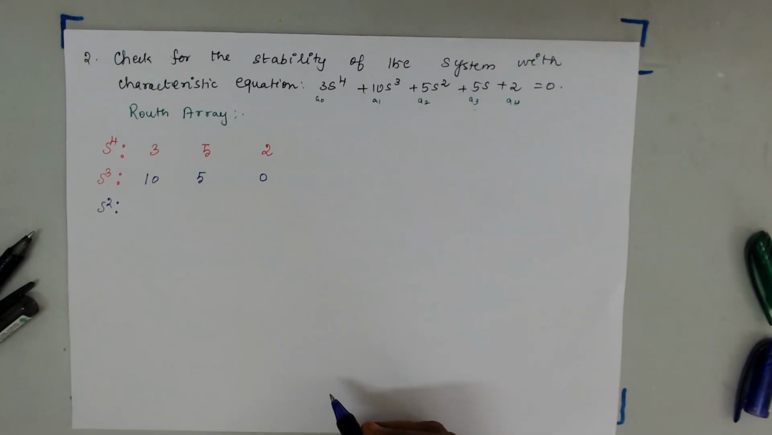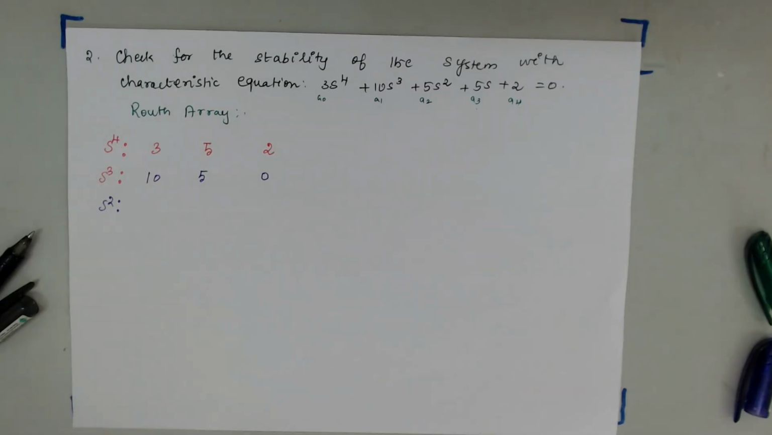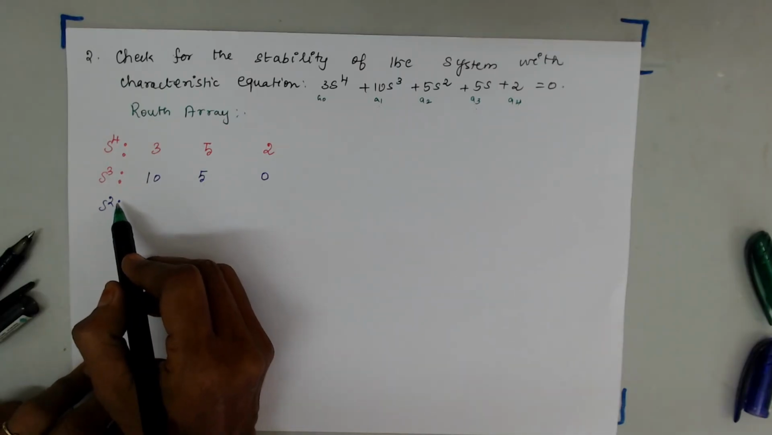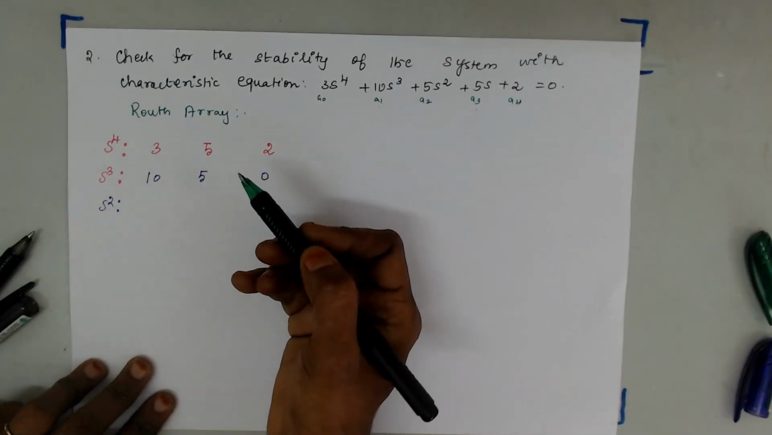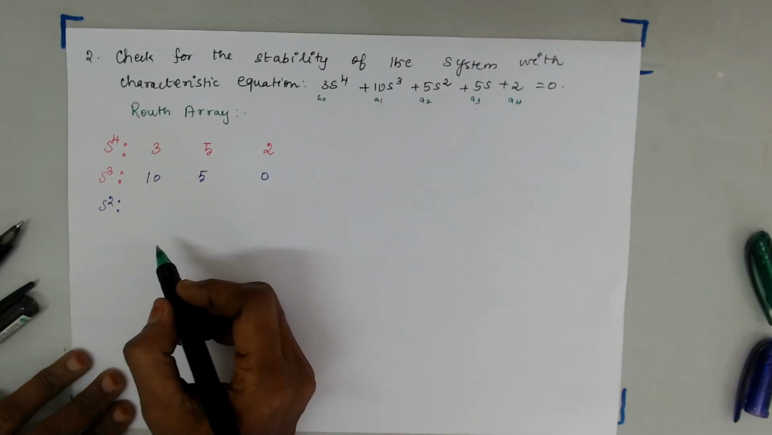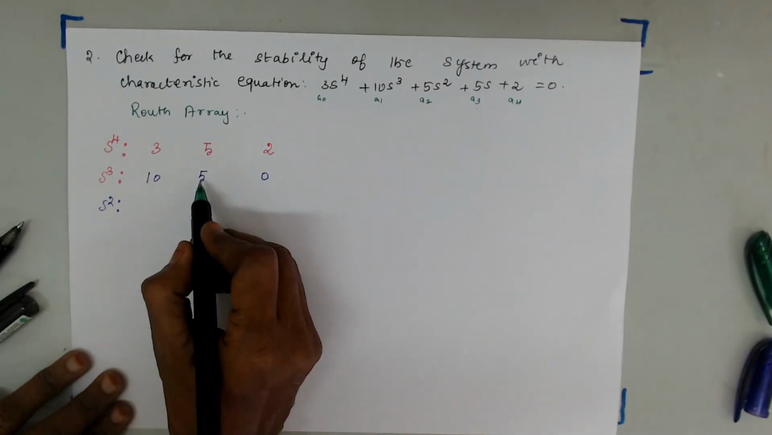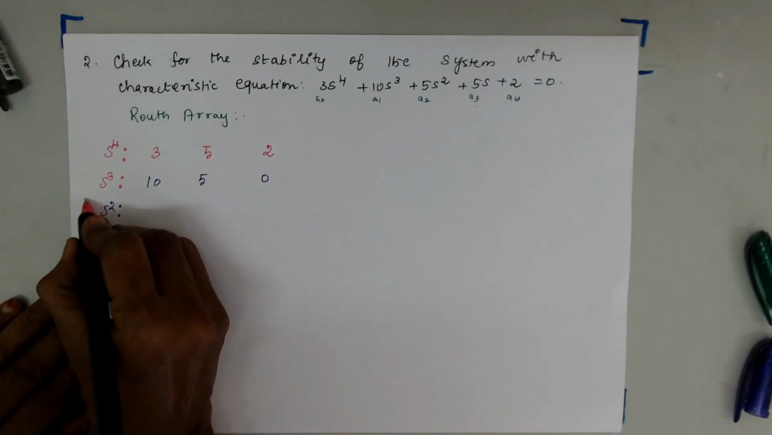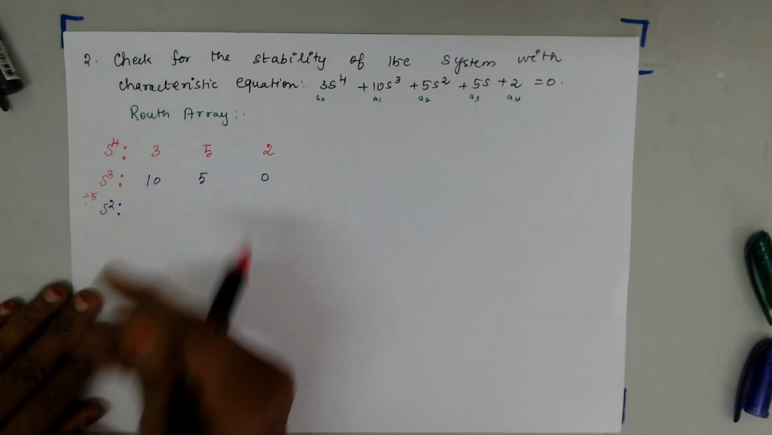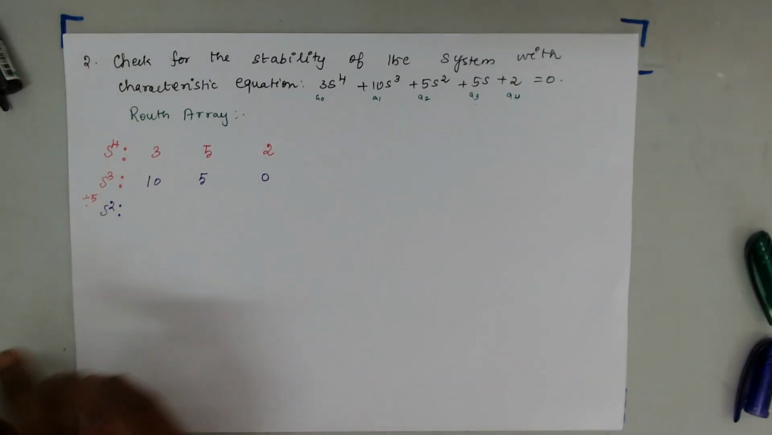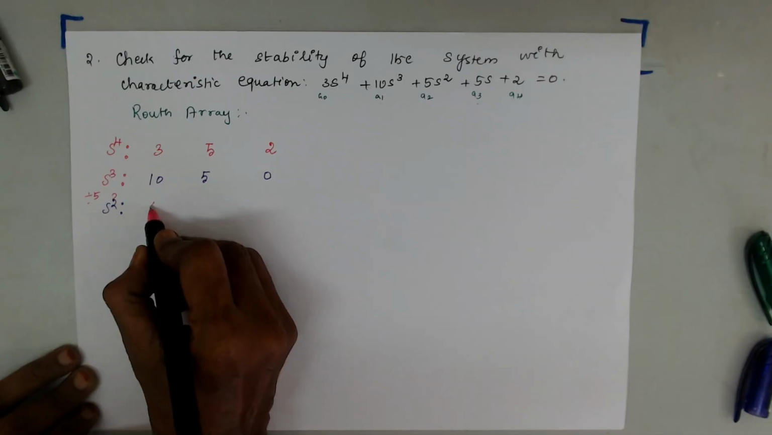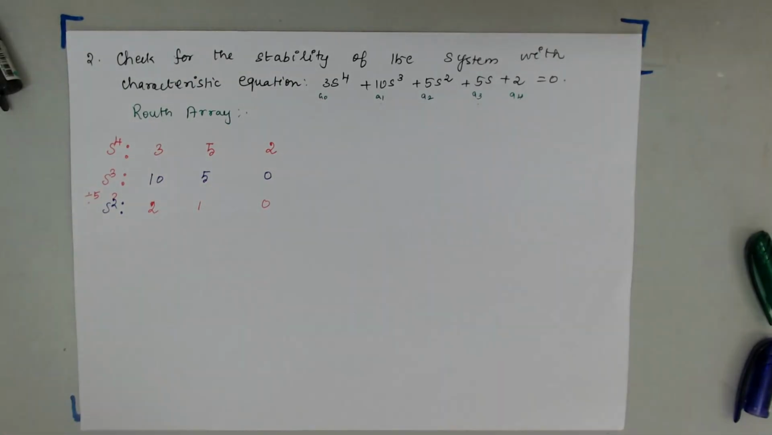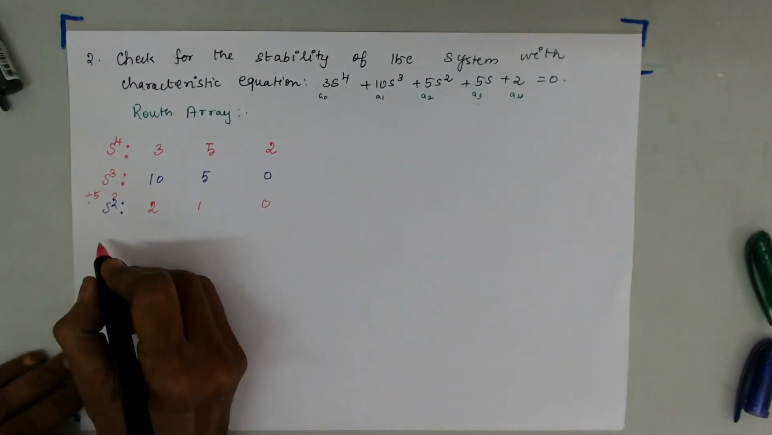The first remaining row is s2. It is constructed using the s4 row and s3 row, so find the determinant value of the first two columns. As I told you, you can reduce this value as 10 and 5 are divisible by 5. You reduce this row by dividing it by 5. So the s cube row you can rewrite as 2, 1 and 0.